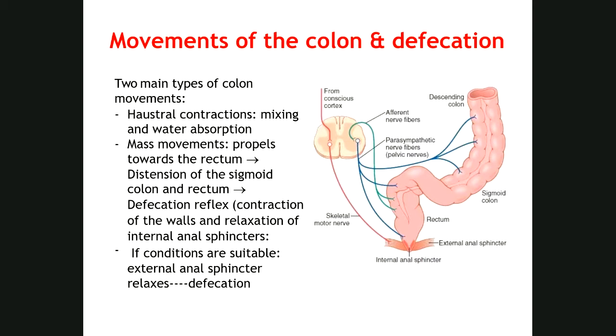And of course, the external anal sphincter is the one which is voluntary, while the internal is involuntary, under parasympathetic control. So when the defecation reflex starts, the internal sphincter will relax, and the only voluntary control will be the external anal sphincter, which once relaxed, of course, will result in defecation, which is the process of passage of feces out of the gastrointestinal system.